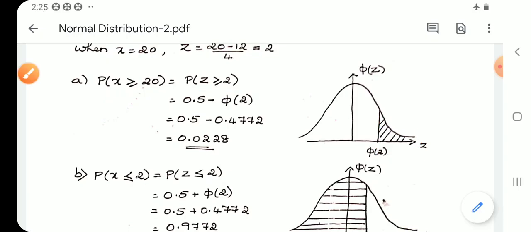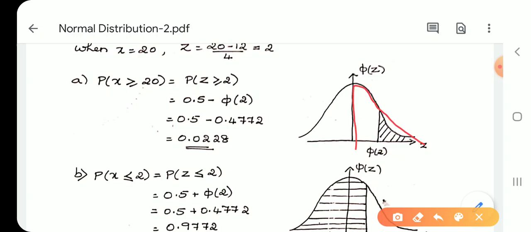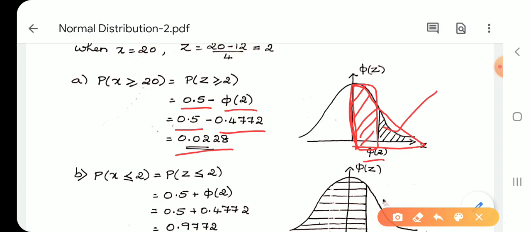So as in the previous problem, here also we'll use the same method, that is half of the curve is exactly equal to 0.5. From this 0.5, I have to subtract this small empty region, which is given by phi of 2. That is 0.5 minus phi of 2 gives the required shaded part. That is 0.5 minus phi of 2 is 0.5 minus 0.4772, which is 0.0228.